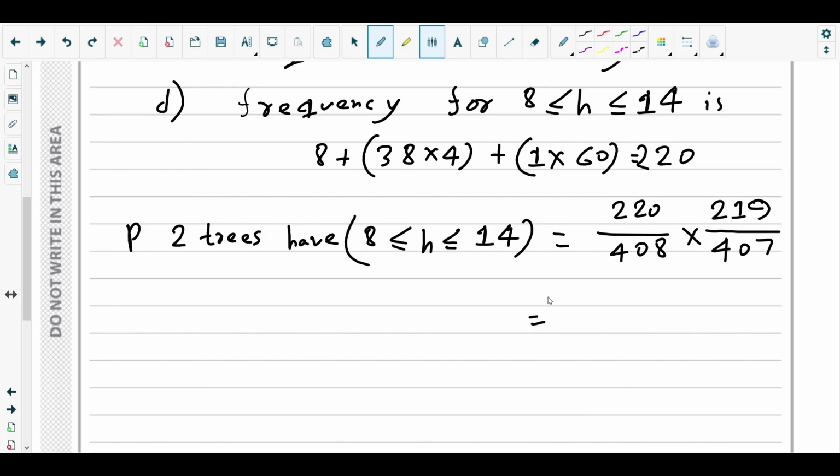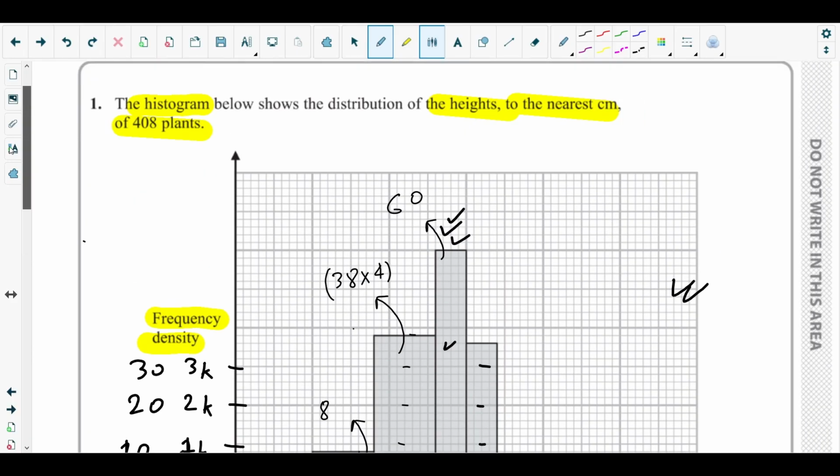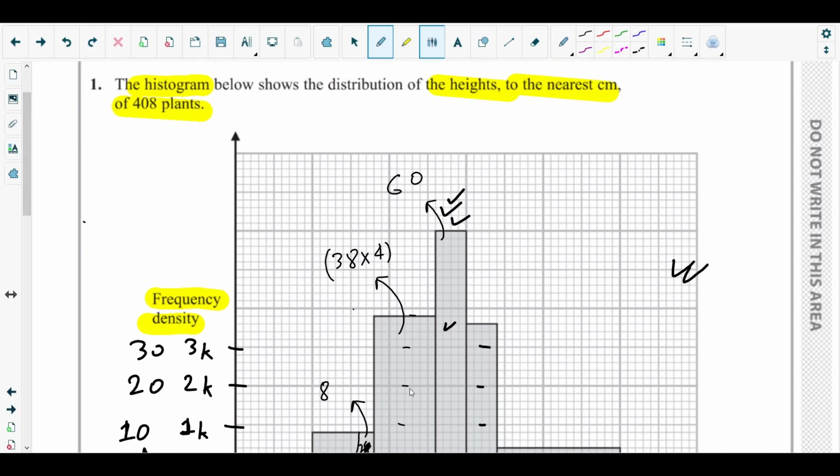So the value would be 0.290, the probability up to 3 decimal places. That's the answer for part D. And that's all about the first question from the Statistics 1 January 2024 paper. That's it.